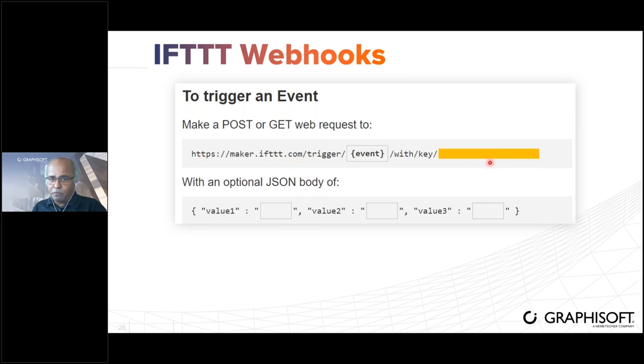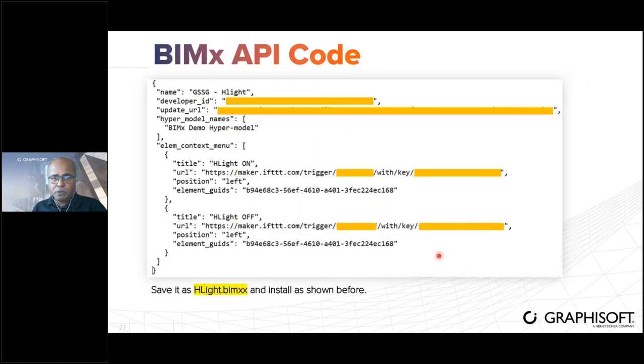You have this URL for everything. For on, you have one URL, and for off, you have one URL. But in case you want to use the same URL, you can also pass parameters like value one, value two, so you can use a single URL for both. The next step is very straightforward. You write the BIMx API, which again uses JSON. You have the developer ID URL, and you put the context menu, hashtag on, hashtag off, and you pass the events, and also the key and everything. So this is the URL.